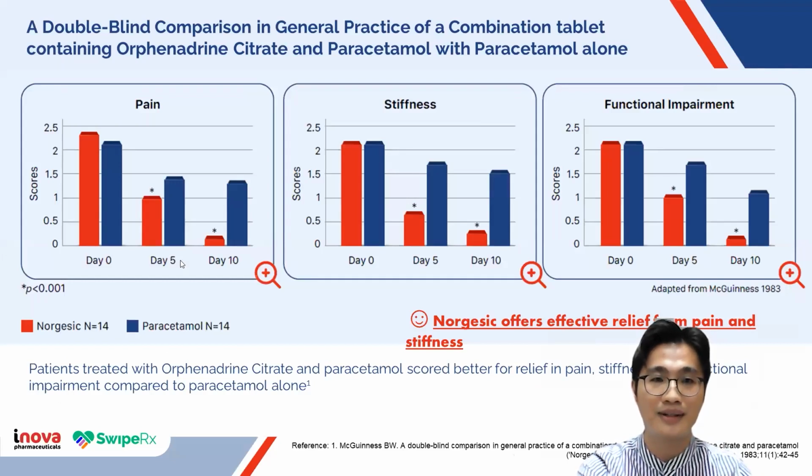This is a double-blind comparison when you compare orphenadrine citrate and paracetamol with paracetamol alone. So Norgesic actually offers effective relief from pain and stiffness. The red one is Norgesic. The blue one is the paracetamol.